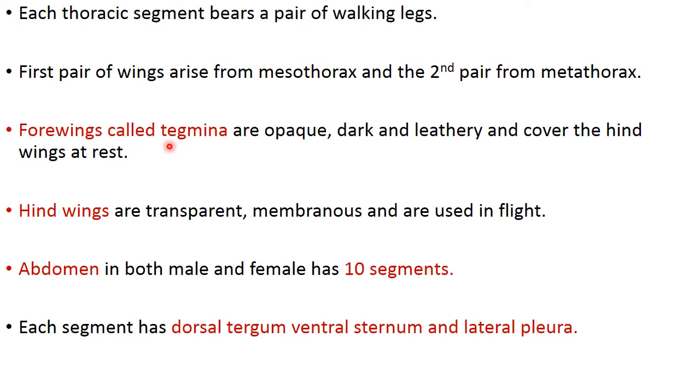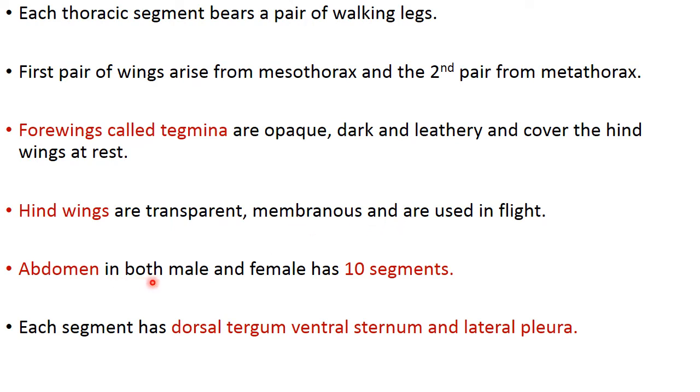The first pair of wings is opaque, called tegmina, dark and leathery. When the cockroach is at rest, that means it's not flying, these wings cover the body. And when the cockroach is flying, the wings it uses are the hind wings, which are transparent, membranous, and used in flight.